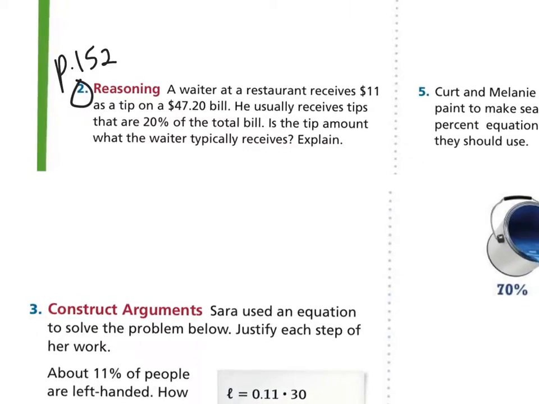A waiter at a restaurant receives an $11 tip, $11 as a tip on a $47.20 bill. He usually receives tips that are 20% of the total bill. Is the tip amount what the waiter typically receives, and explain.